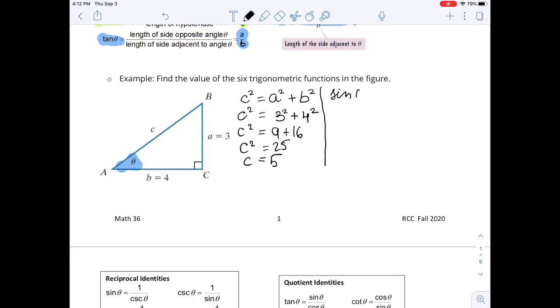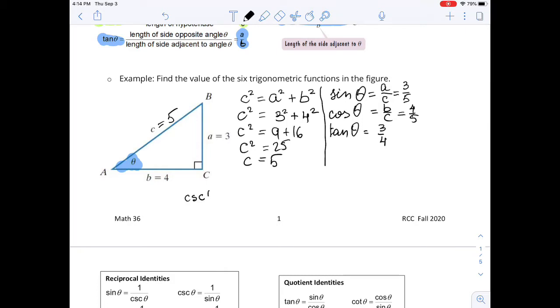Sine theta is the quotient of the length of the side that is opposite to angle theta, which is A, to the length of hypotenuse C. So 3 over 5. Now cosine theta, it's B over C. So 4 over 5. And tangent theta is 3 over 4. The quotient of the side opposite to angle theta to the length of the side adjacent to angle theta. Now we need to find 3 more trigonometric functions.